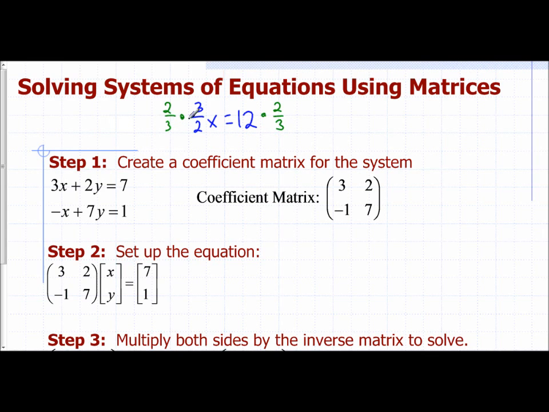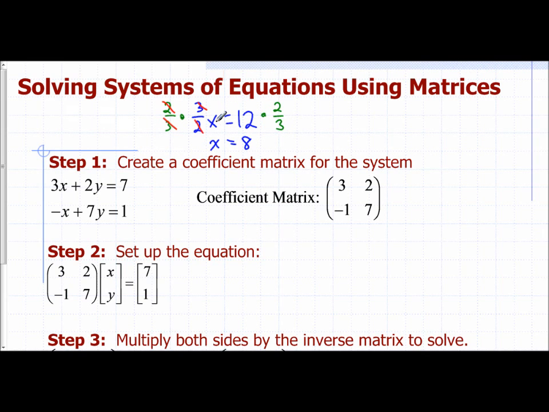And when I multiply a number by its inverse, remember what happens is you get the number 1. The product of a number and its inverse is 1. And so that allows us just to have 1x, x, and here x would equal 8. 12 times 2/3 is 8. So if you multiply a number by its inverse, you get a coefficient of 1.